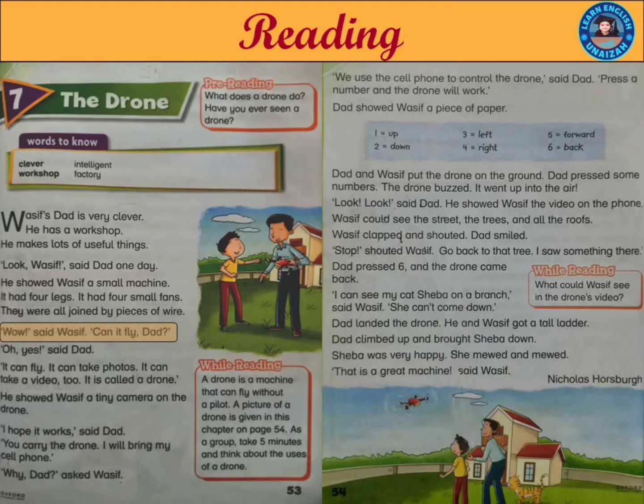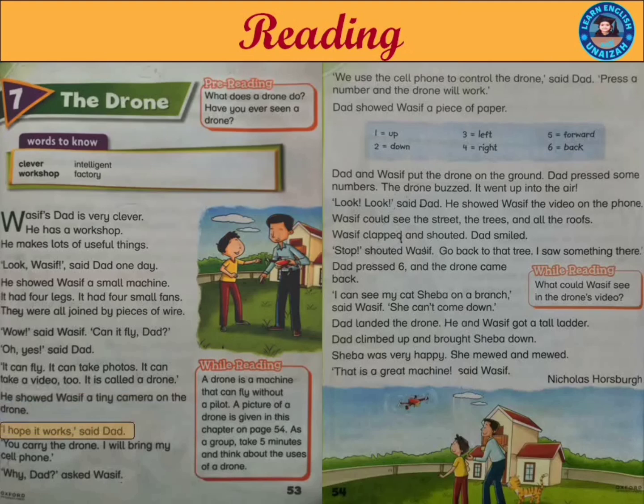Wow, said Wasif. Can it fly, Dad? Oh yes, said Dad. It can fly. It can take photos. It can take a video too. It is called a drone. He showed Wasif a tiny camera on the drone.